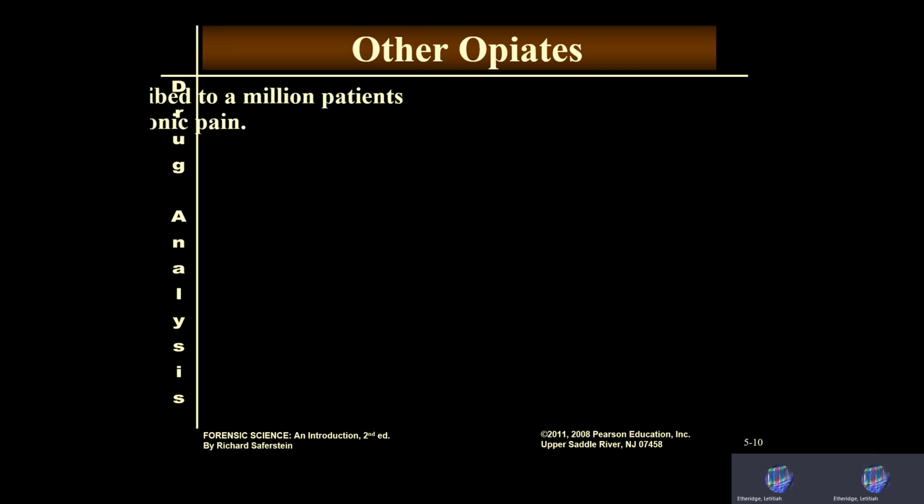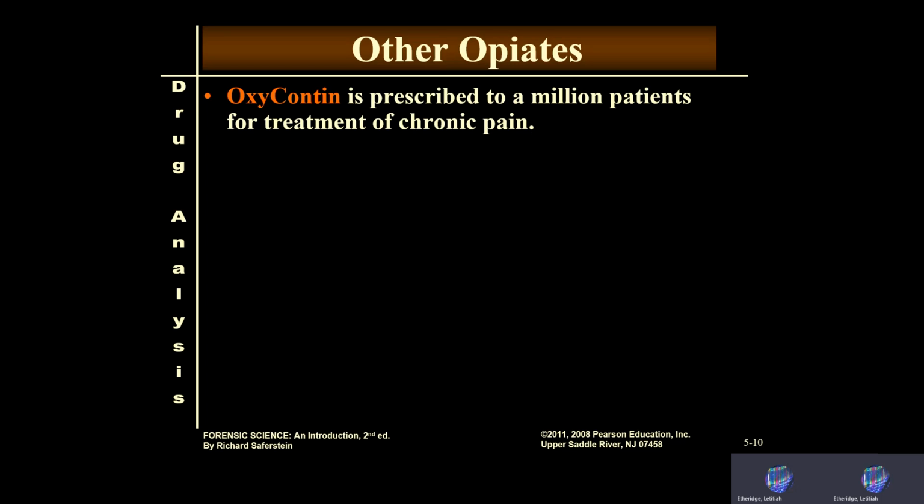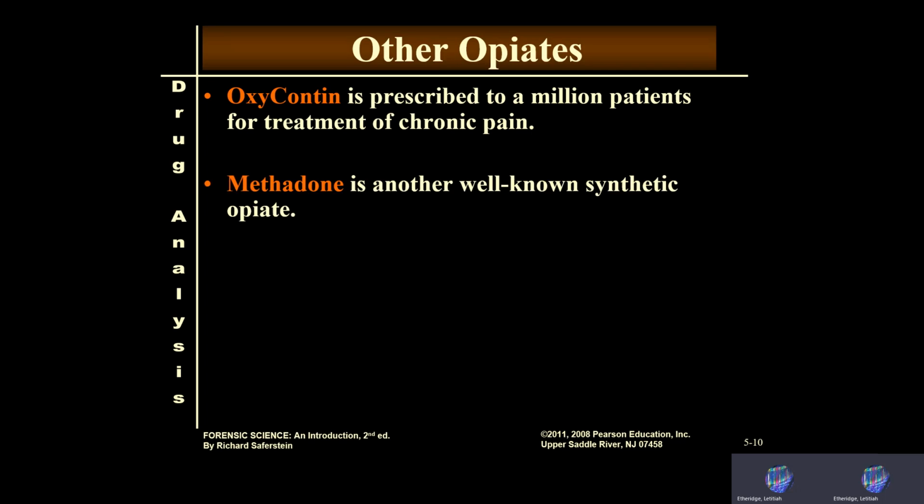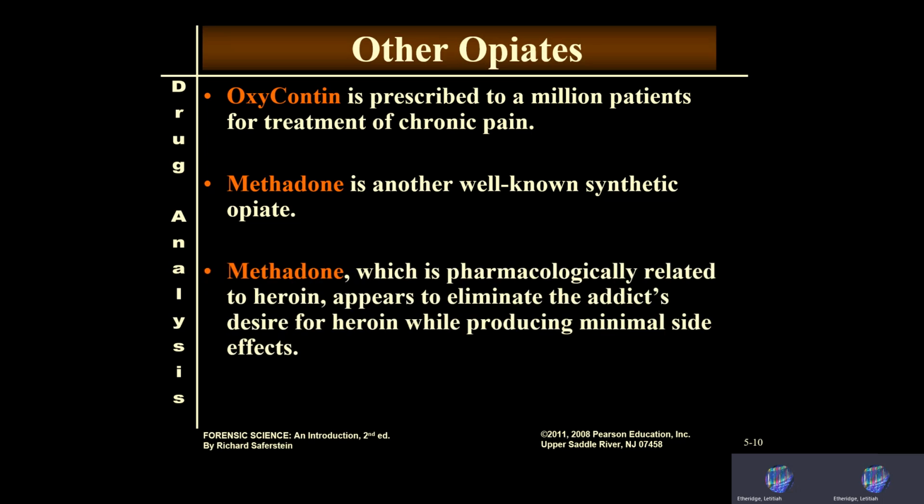So there are other classes of opioids. OxyContin is prescribed to 1 million patients for treatment of chronic pain. It's actually one of the most abused drugs in the world. Methadone is going to be another well-known synthetic opioid. I'm sure you guys have heard of methadone when we talk about methadone clinics. It's actually what they give heroin addicts to try and get them off of heroin.